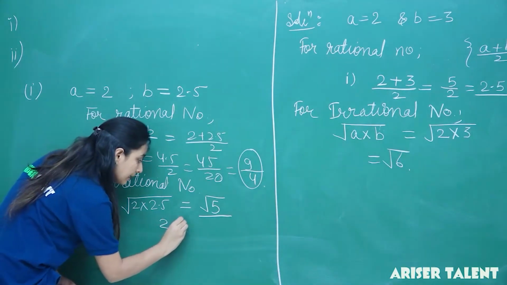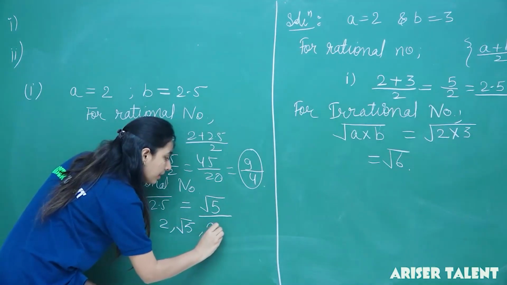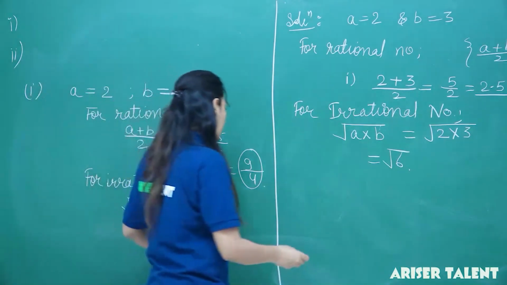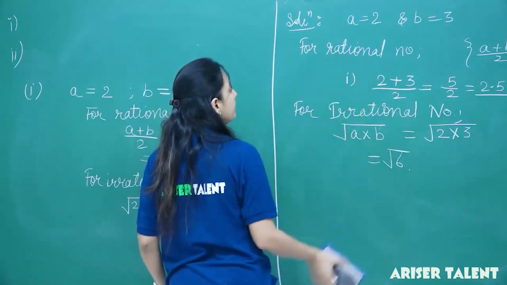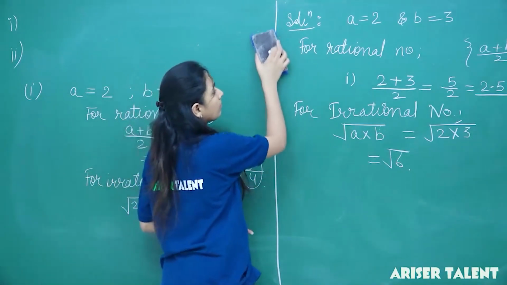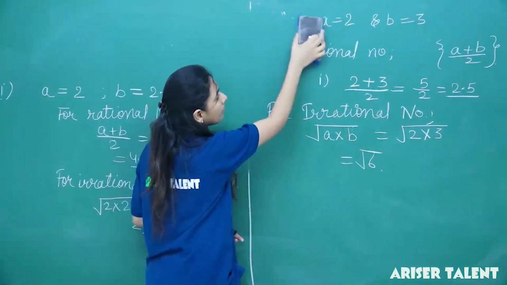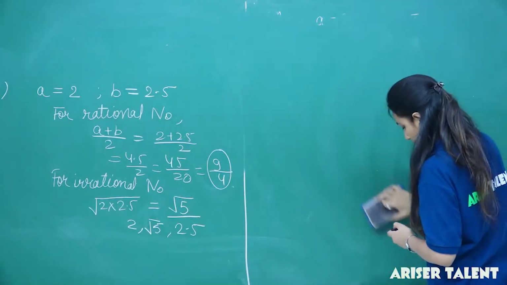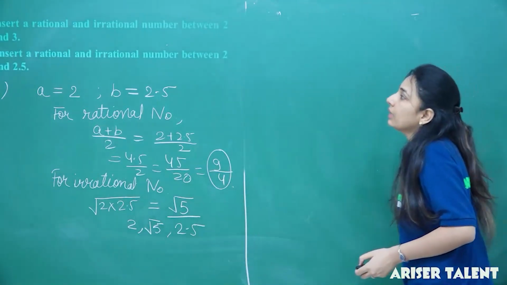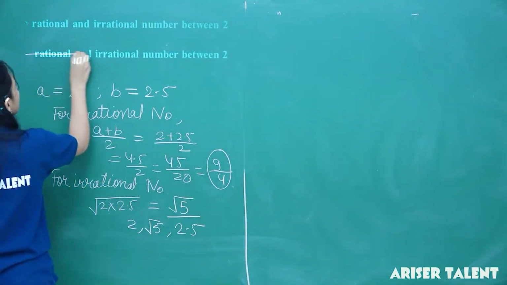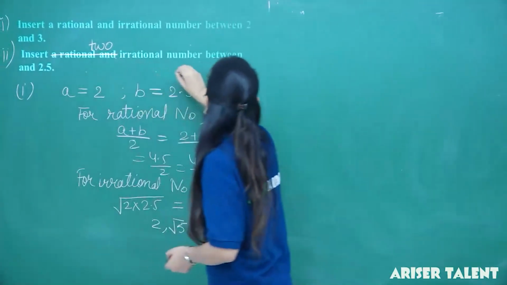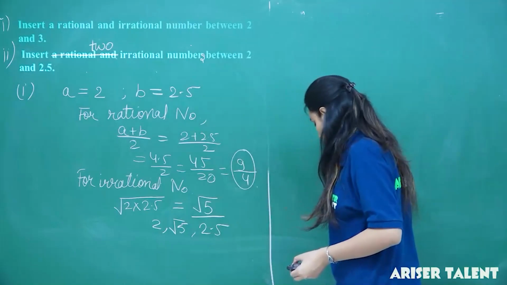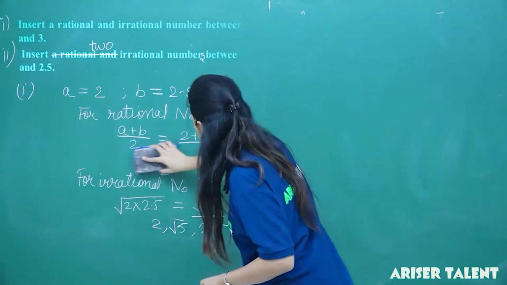That was like 2, then root 5, then 2.5. Now you have to insert one more here. So what will you do? I am rubbing this part. I am just telling you, insert 2 rational numbers between 2 and 2.5. Okay, so our solution will start from here.